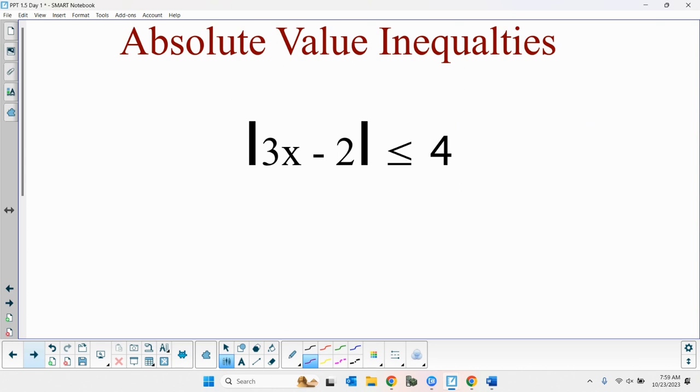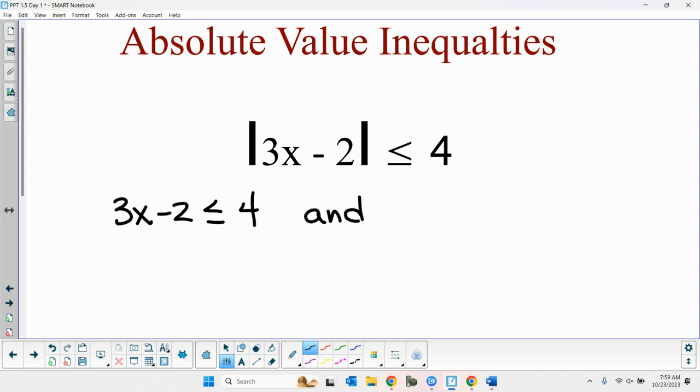We had 2 problems, didn't we? Okay. So same thing here. When we have an absolute value inequality, there's 2 problems here. All right. The original, 3x minus 2, less than or equal to 4. And since it's less than, this is an and.